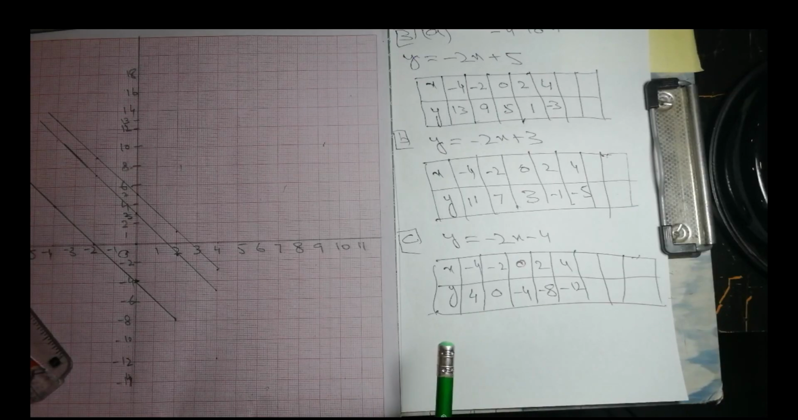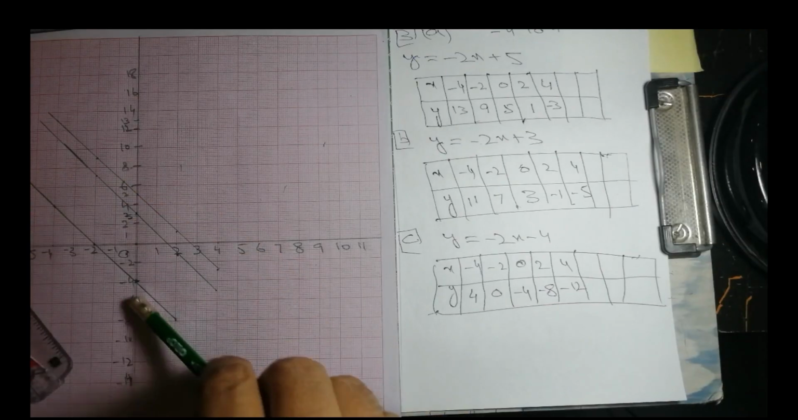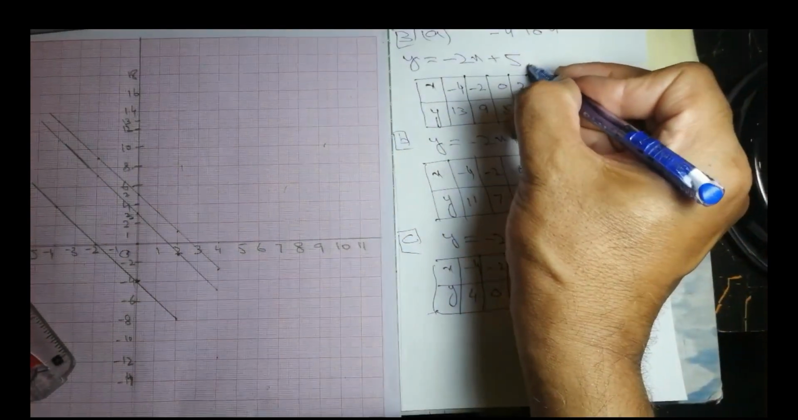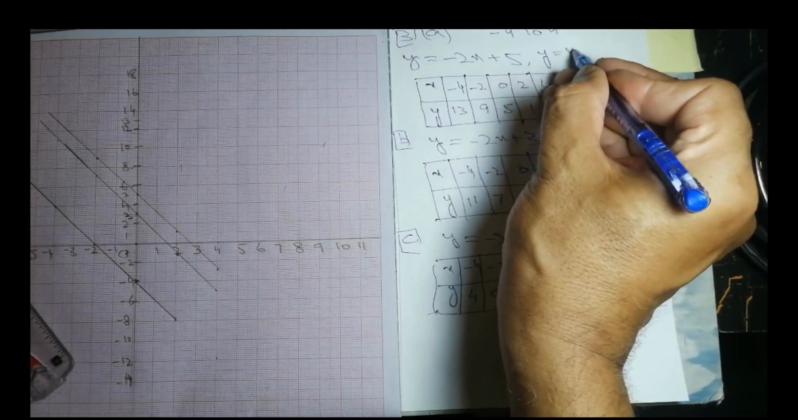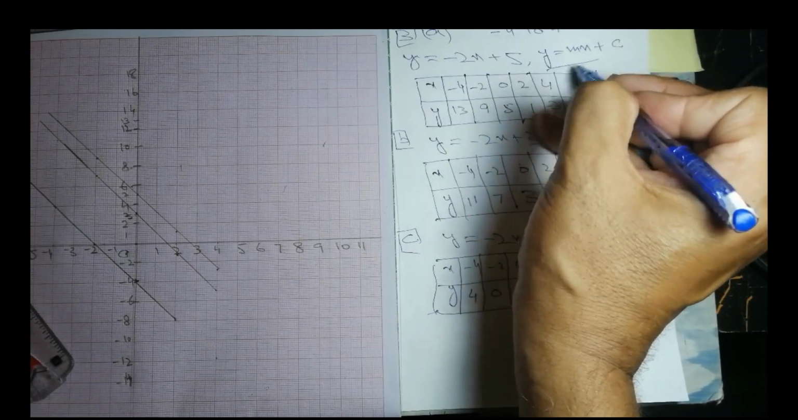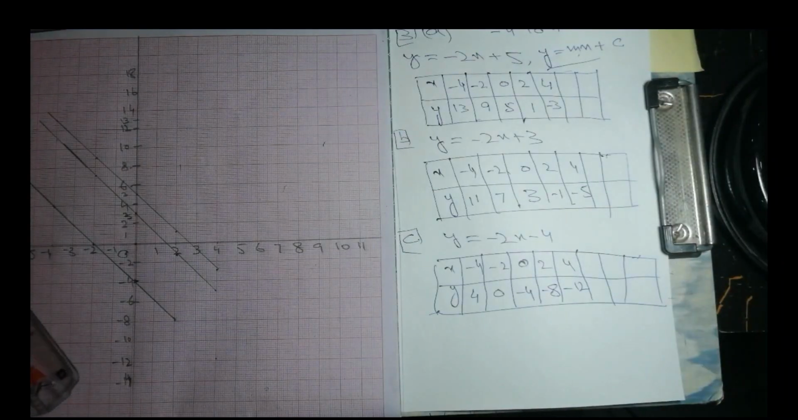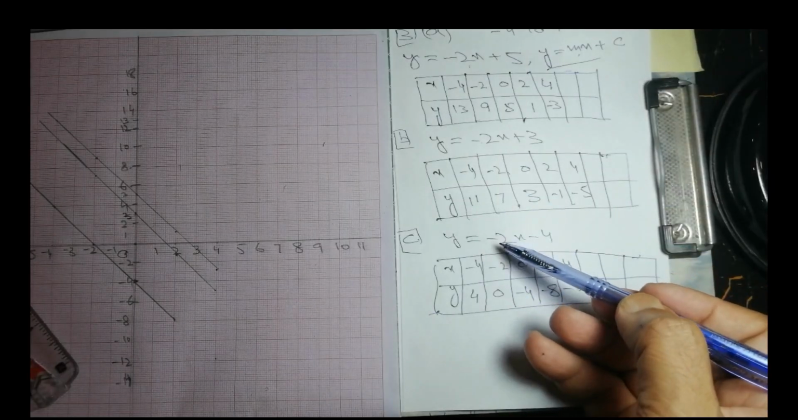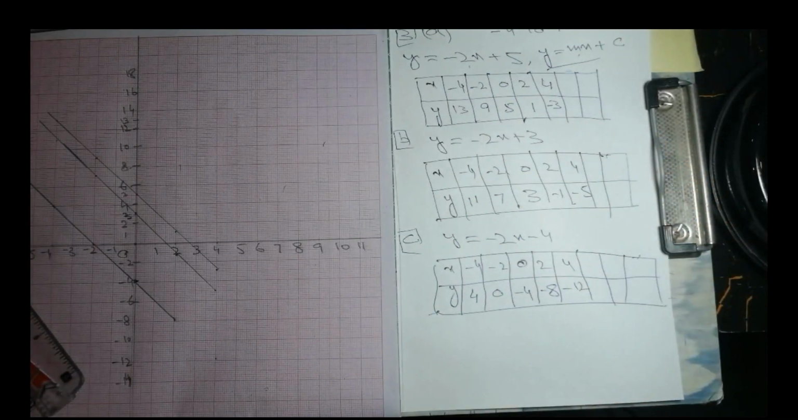Even if we draw a fourth line, you will see that the direction of all the lines will be the same, because they have the same gradient, or value of m. As I mentioned before, y equal to mx plus c is the standard straight line equation, and if we compare the coefficient of x, that is minus 2. So the gradient for every line is the same, minus 2, minus 2, minus 2. So the lines will be parallel.